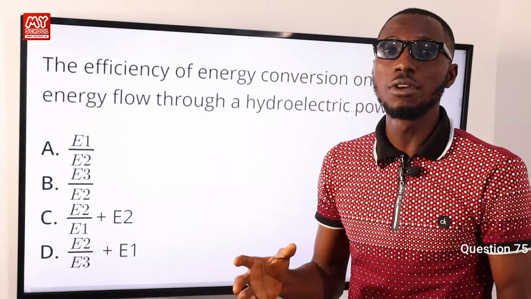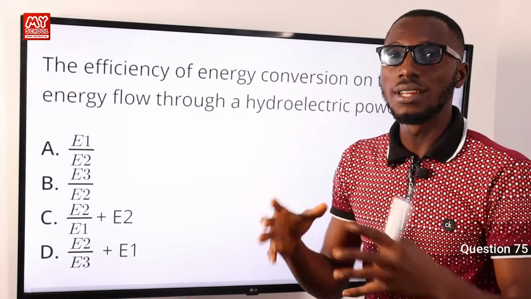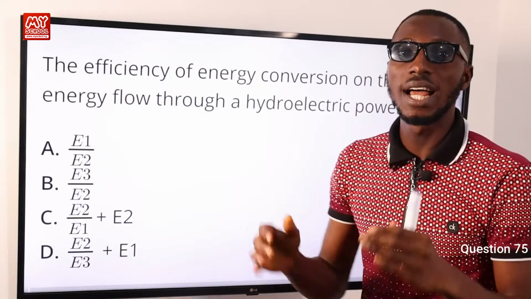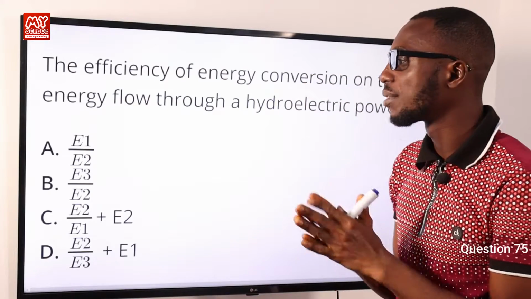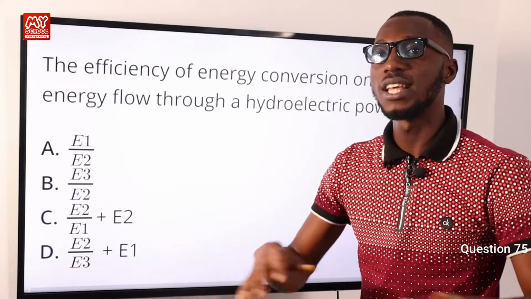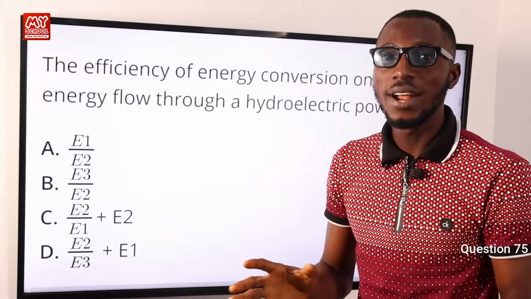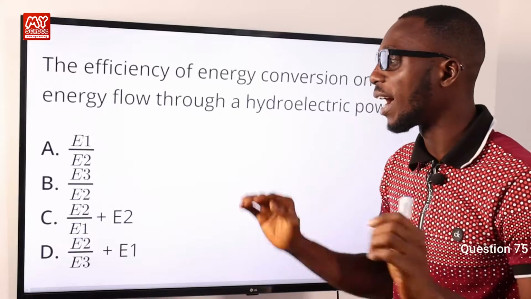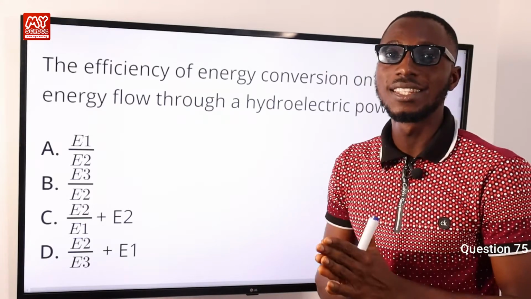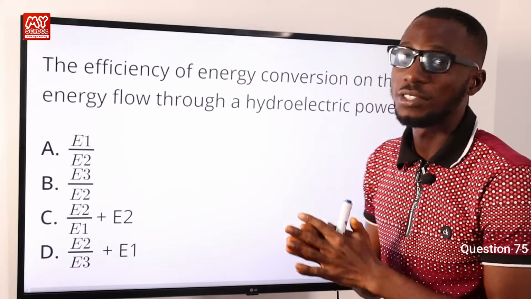If you want to get the total energy in the whole system, you will consider the output over input plus the energy lost in the process, or energy dissipated to the surroundings. So generally, efficiency equals output over input. That is a very good answer to question 75.